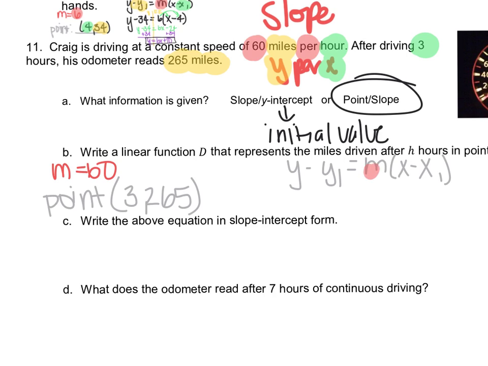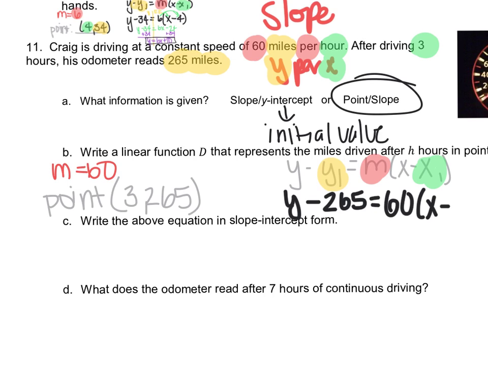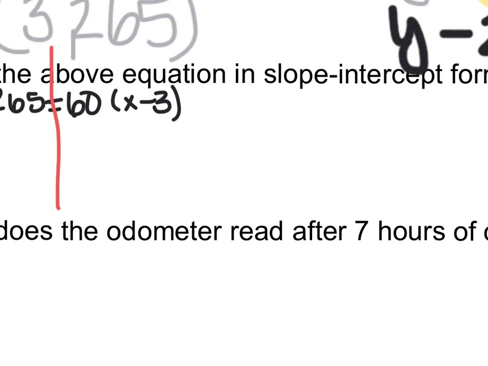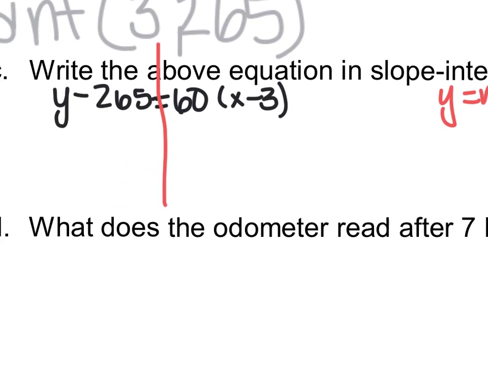We already know what our slope is. We also know what our x value is, and we know what our y value is. So all we have to do is rewrite this. So instead of y minus y1, I'm going to have y minus 265 because that was my y, equals, instead of m, I'm going to have 60, and instead of x1, I'm going to have x minus 3. So I've rewritten this because they have asked us to write it in slope-intercept form. So remember, if it's slope-intercept form, that means that we need to write it in y equals mx plus b form. So we've got to solve this for y.